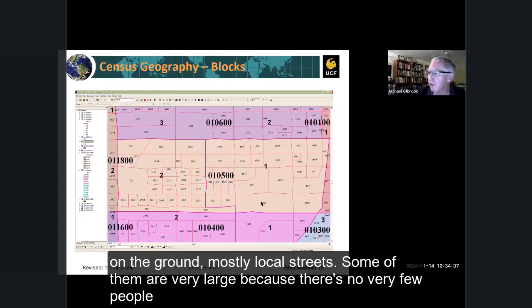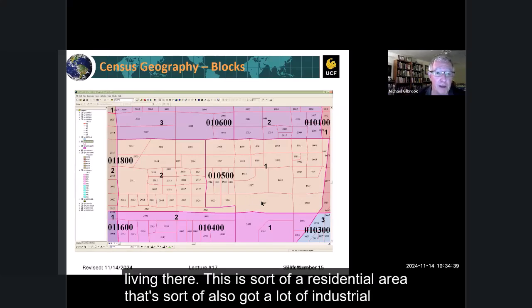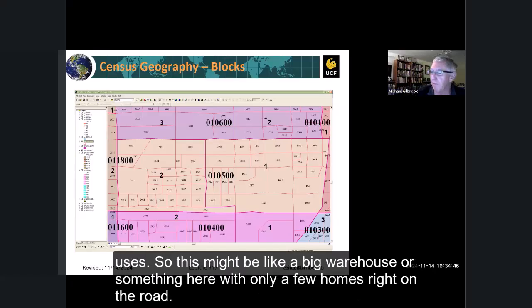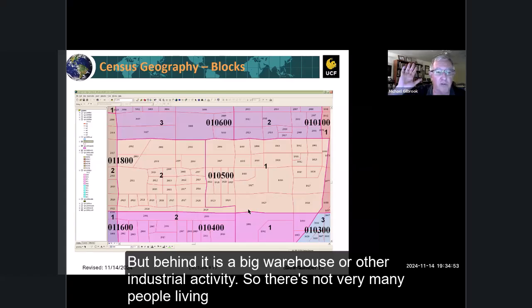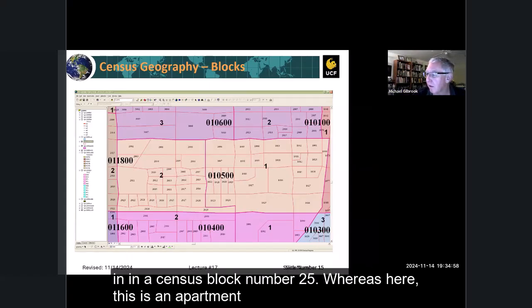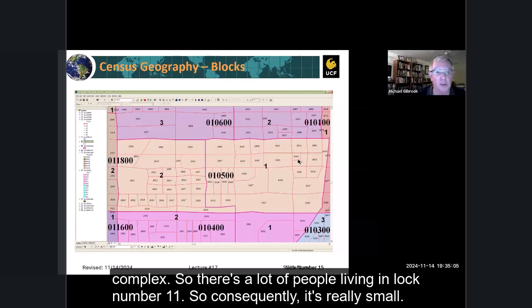Some of them are very large because there's very few people living there. This is sort of a residential area that's also got a lot of industrial uses. So this might be like a big warehouse or something here with only a few homes right on the road, but behind it is a big warehouse or other industrial activity. So there's not very many people living in census block number 25. Whereas here, this is an apartment complex, so there's a lot of people living in block number 11, so consequently it's really small.